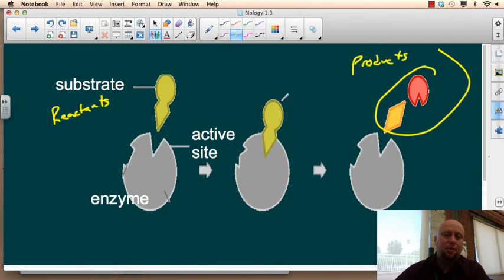Now, why does this have to happen? Well, the reactants might turn into the products on their own, but it might require a lot of energy. And so the enzyme basically gives it a place to lock in and lowers the activation energy so that that reaction can happen. All right, that's a few quick hits.